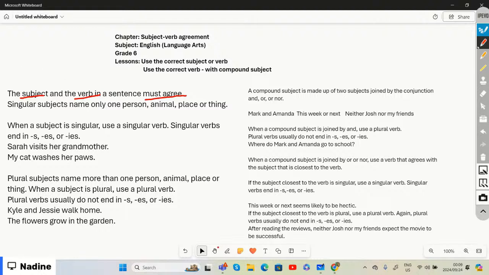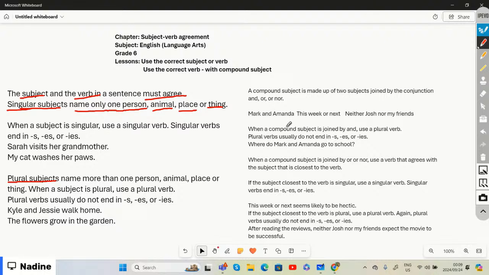And when it comes to our subjects, we have singular subjects and we have plural subjects. Singular subjects name only one person, only one animal, place, or thing. That is a singular subject. It names only one person, only one place, only one animal, or only one thing.